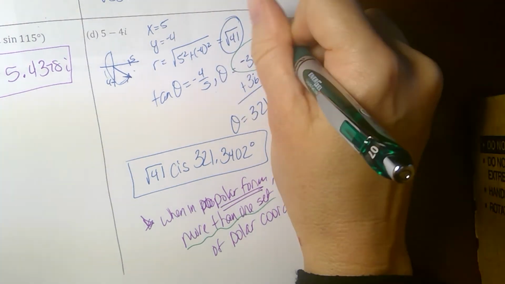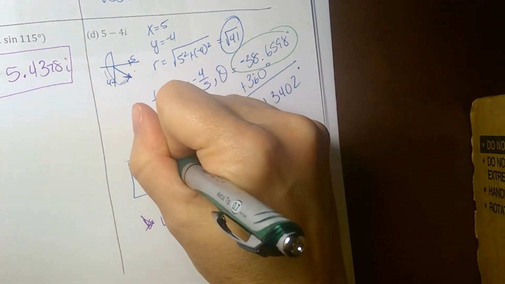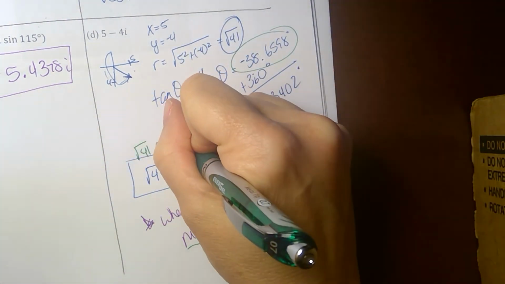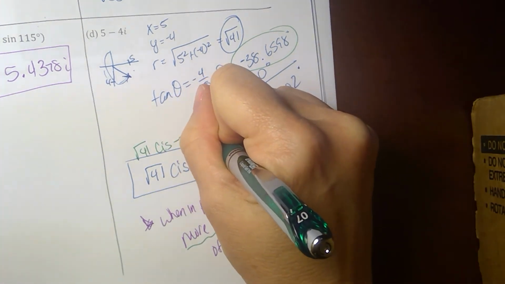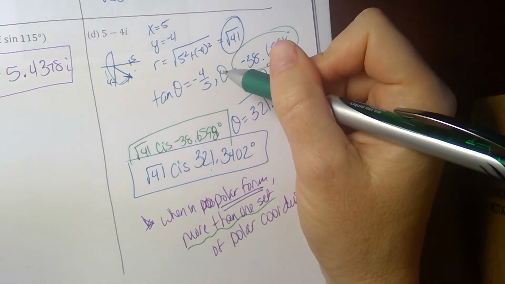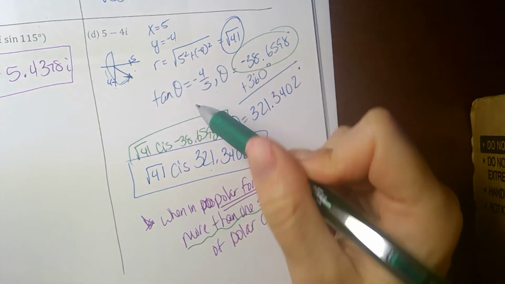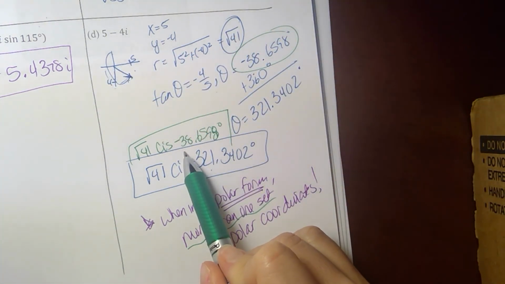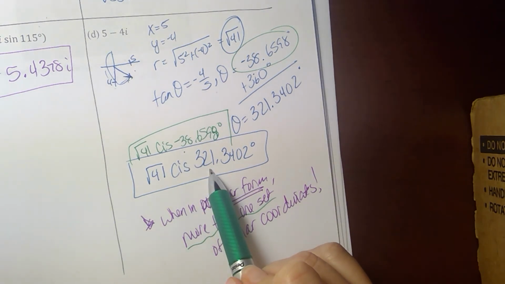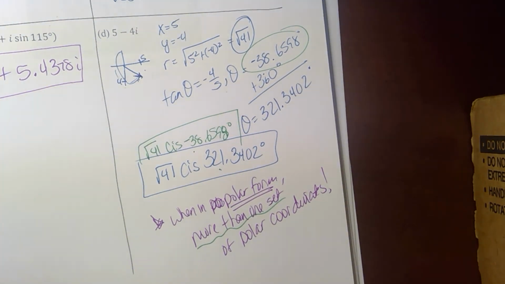When I'm in polar form, there's literally an infinite set of possibilities because I can just keep rotating. In fact, we started with one. If I hadn't specified that I wanted the least positive angle value for theta, I could have said square root 41 cis negative 38.6598 degrees. That's the same location. That is right there. I could have rotated a full 360 clockwise, which would have been subtracting 360 from this, and I could keep going. Or I could keep adding 360 and keep going, and I would end up with an infinite set of polar coordinates. So that's just a little taste of what we're moving to for the next section.